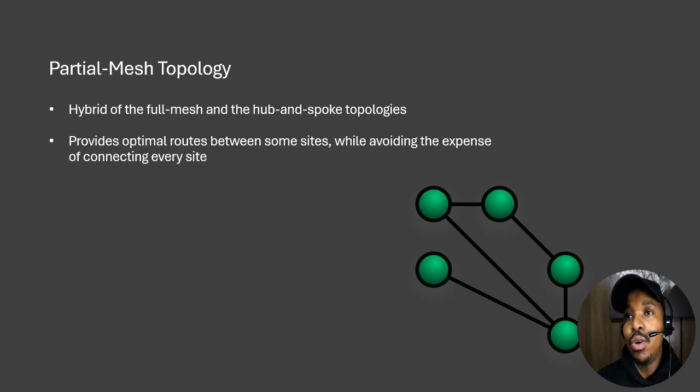In this section, we'll also look at the partial mesh topology. It's a hybrid of the full mesh and the hub and spoke topologies. It comprises the two and provides optimal routes between some sites while avoiding the expense of connecting every site.